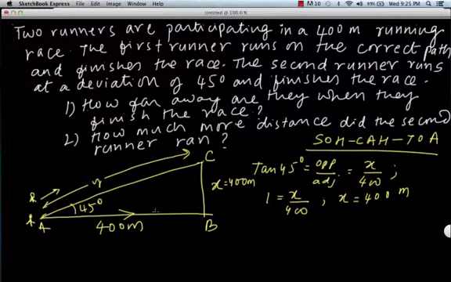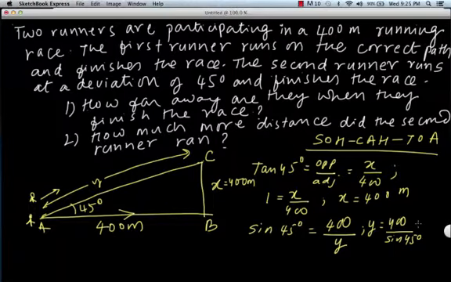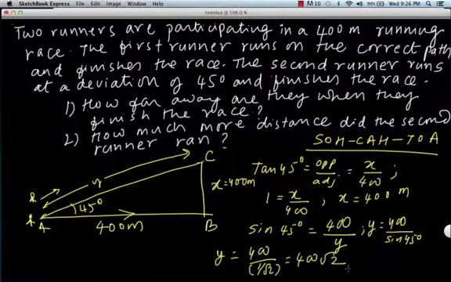When I'm applying the sine, I know from the mantra it's opposite side by hypotenuse. So sine 45 is the opposite side, which is 400 meters, divided by the hypotenuse, which is y. So y is 400 by sine 45. We know that sine 45 is 1 by root 2. So y is 400 divided by 1 by root 2, which is nothing but 400 root 2.